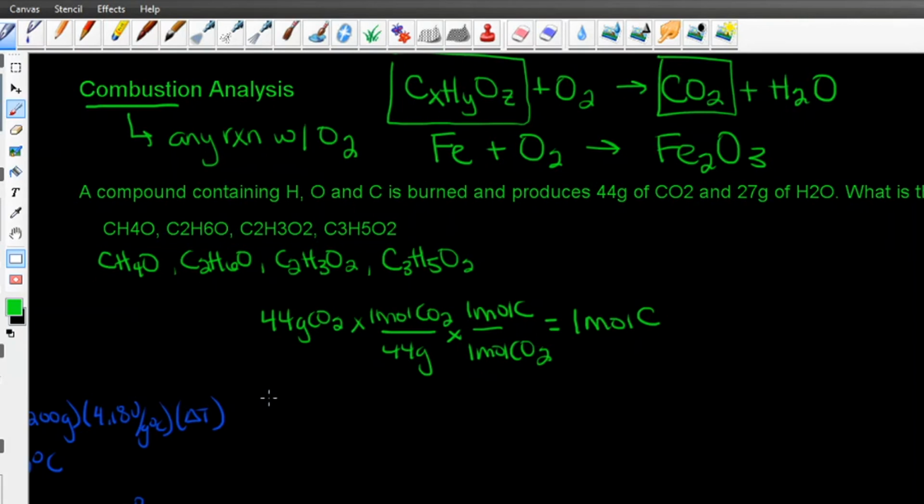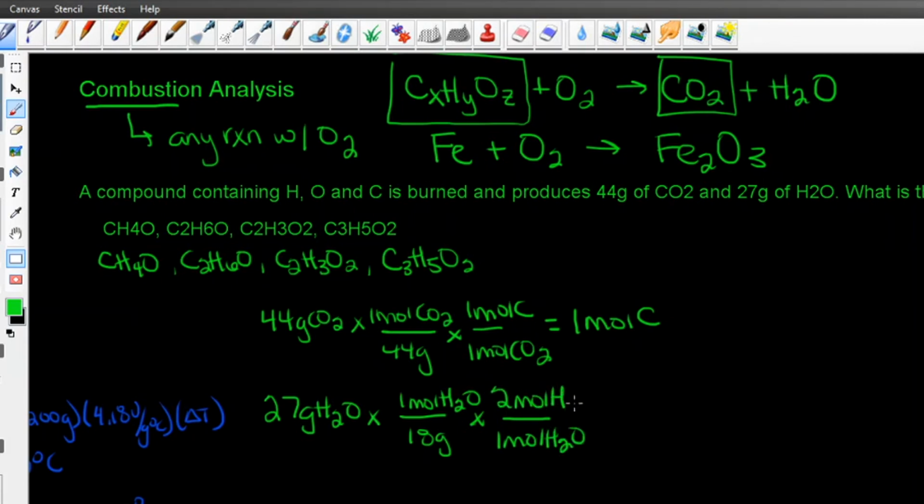The other thing I can work with is my 27 grams of water. And I know that the molar mass of water is 18 grams. And for every 1 mole of water, I get 2 moles of hydrogen. So 27 times 2 divided by 18 is 3.